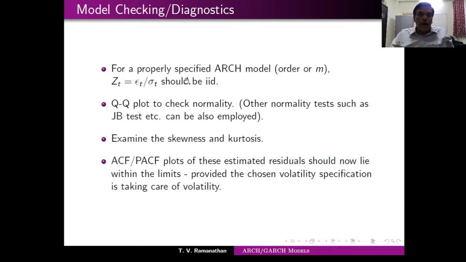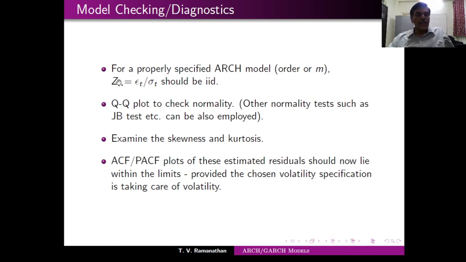Now, how do you check the model? The model checking can be done very easily because we are assuming that epsilon t equals sigma t z_t, and this z_t is normal and IID. So now that I have obtained a sigma t estimator, because once I have those alpha naught, alpha 1, alpha 2 estimators, I get the estimator of sigma t, and epsilon t is the observable quantity. So I get this ratio, which I call z_t, in fact z_t cap, and then you can use them to verify the assumption.